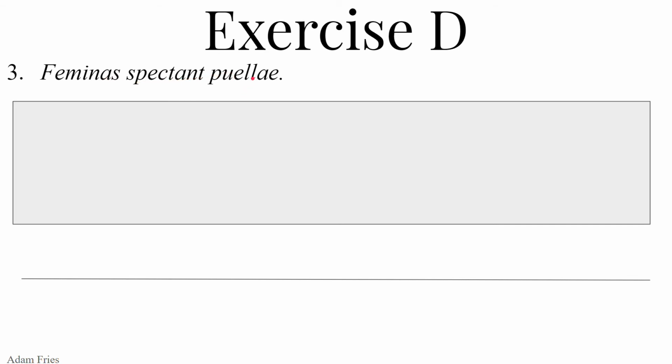And then Puellae, suspense is over. Now we know who done it. Puellae, from Puellae, feminine, girl. So this is going to be the nominative plural. I know it could also be genitive or dative singular, but not now, guys, not now. This is nominative plural subject, Puellae. So the girls are looking at the women, the girls look at the women.